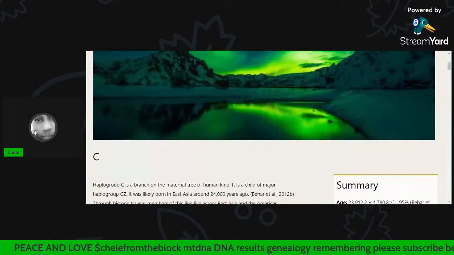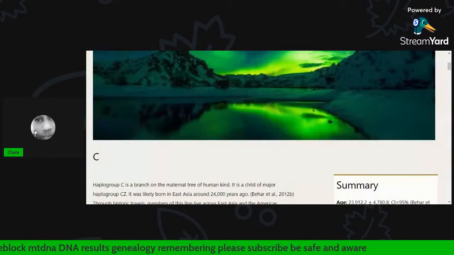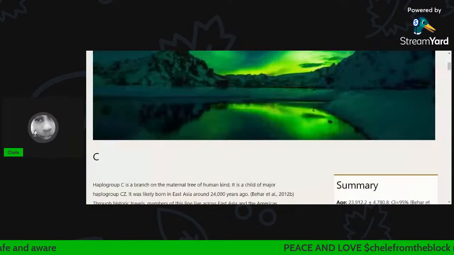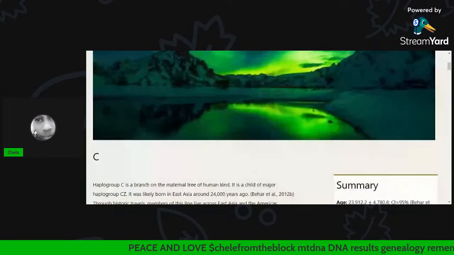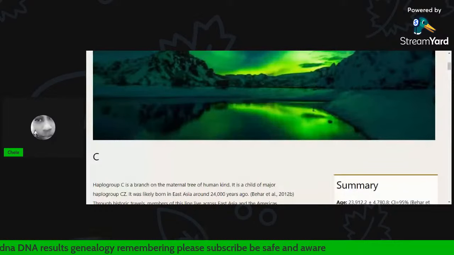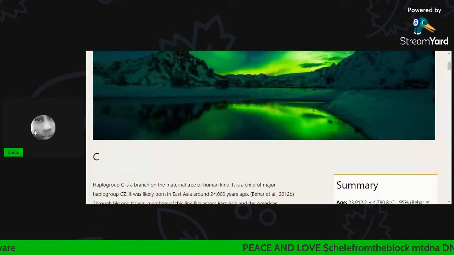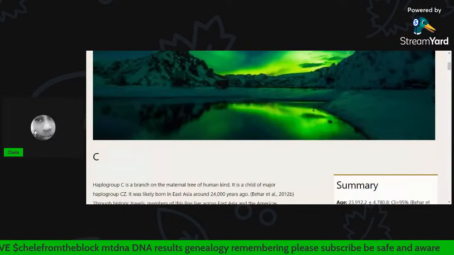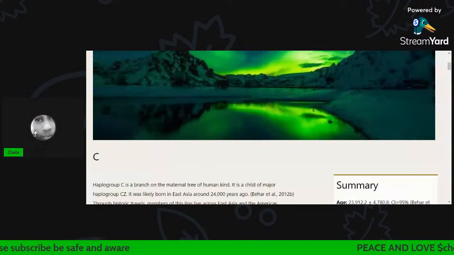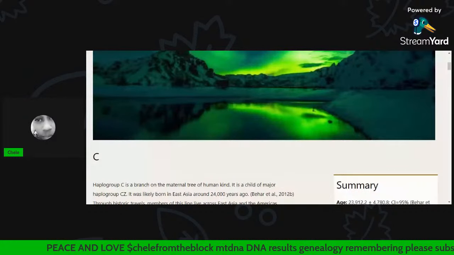C is a branch on the human tree. It is a child of major haplogroup CZ. It is likely born in East Asia. Through historic travels, members of this line live across East Asia and the Americas. Okay? I'm not going to talk about any speculation. See? East Asia again. So I've gotten Eurasian from HV, Italy and Spain. G was East Asian. C is East Asian and the Americas.